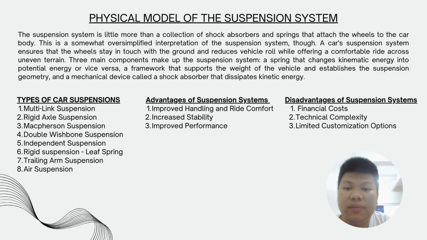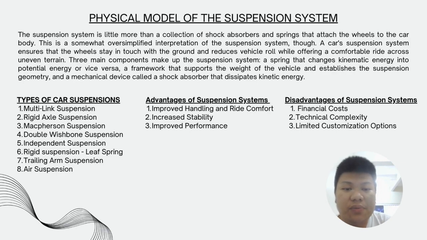Okay, now we go on to the physical model of the suspension system. The suspension system is little more than a collection of shock absorbers and springs that attach the wheel to the car body. This is a somewhat oversimplified interpretation, though. A car suspension system ensures that the wheel will stay in touch with the ground and reduces vehicle roll while offering a comfortable ride across uneven terrain.